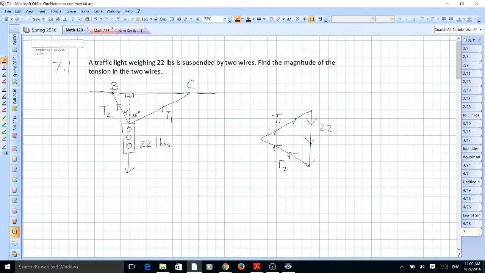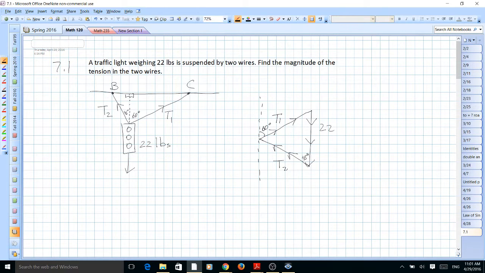Now I need some degrees that I have to put here. I know that if I draw this perpendicular, this T1 forms 60 degrees. Now this is the same 60 degrees as I have over here. This is the same 60 degrees. As far as T2 is concerned, if I know that this is a perpendicular, I know this is 45 degrees. This 45 is the same as this 45. The light is hanging straight down, so I do know it's perpendicular.